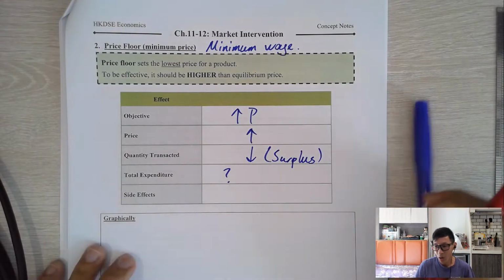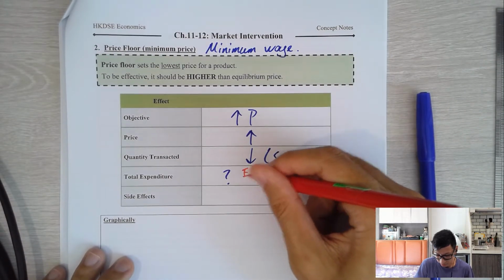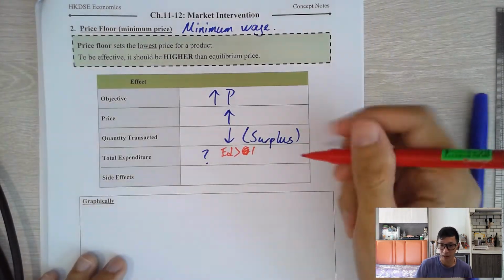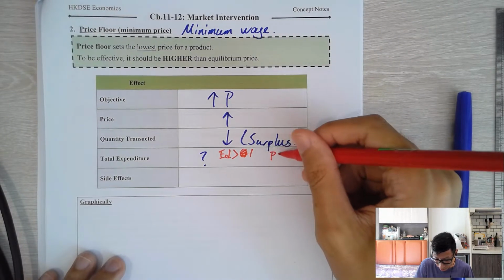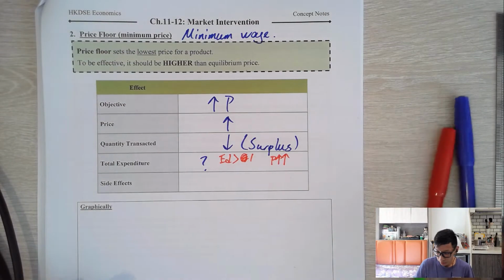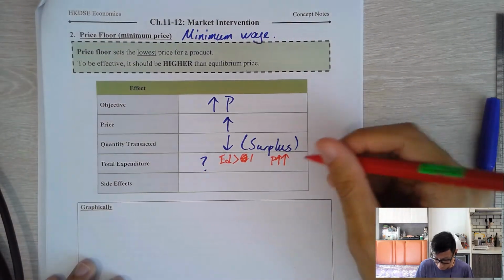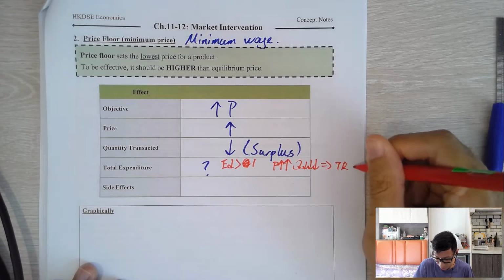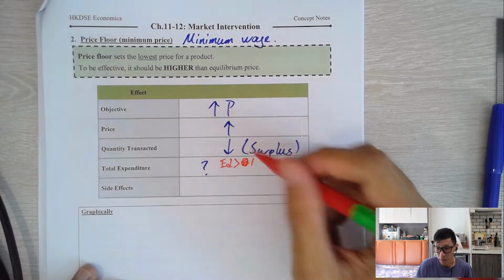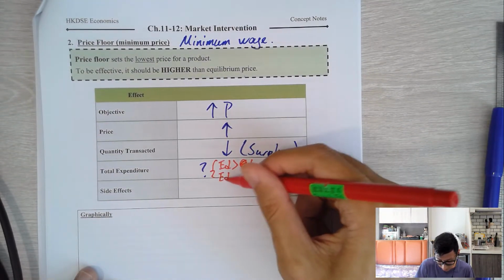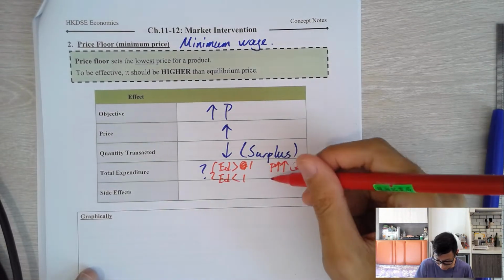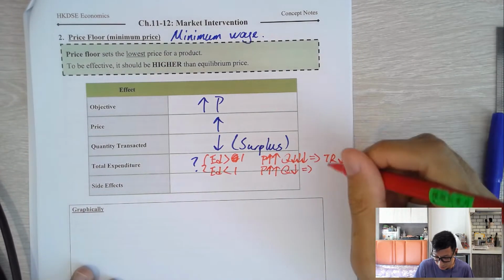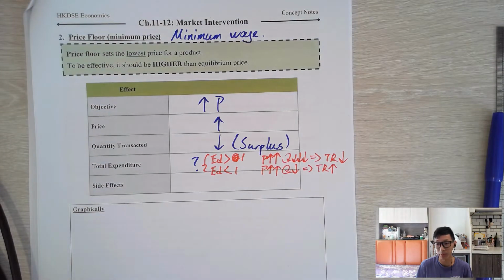So let's try. What if it is elastic, when ED is bigger than 1? If it is elastic, then we know the price increase would be smaller than the drop in quantity. Therefore the total revenue would actually drop. While in the opposite case, if the demand is inelastic, then we know price increases but the quantity would drop at a lower rate. Therefore, total revenue or total expenditure would increase.